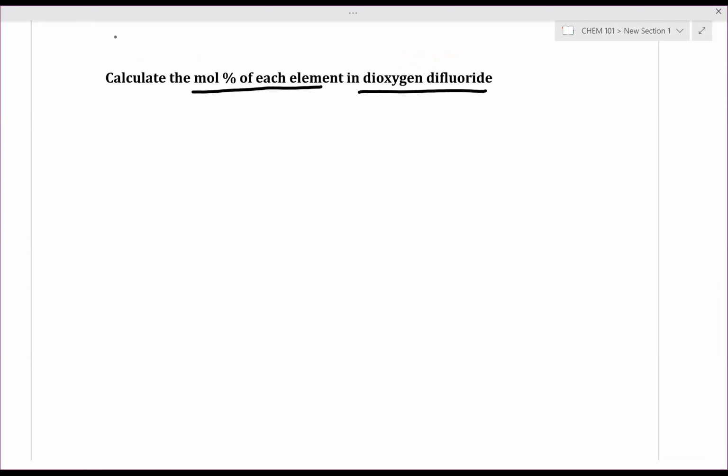With that said, what I would like you to do is to write out a valid formula given the name and then calculate the mole percent. As we're still developing our nomenclature skills, and I really want to make sure we're focusing on the mole percent calculations rather than agonizing over the nomenclature, let's try to figure out the formula together. So dioxygen difluoride. So what type of compound is this?